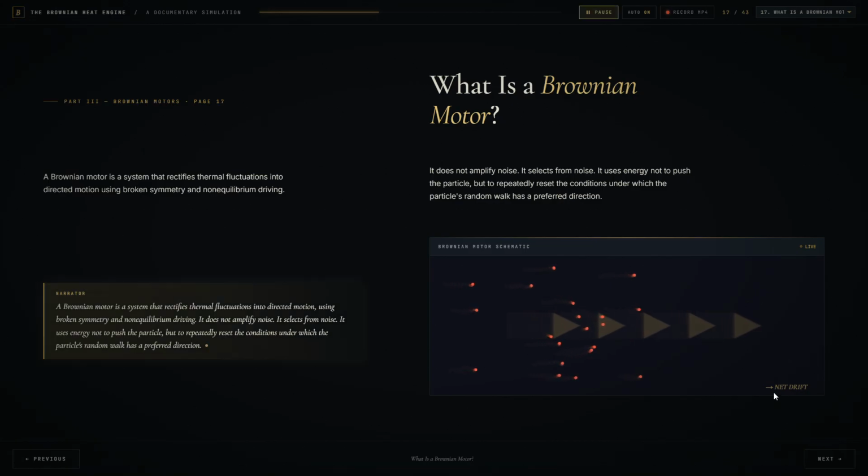A Brownian motor is a system that rectifies thermal fluctuations into directed motion, using broken symmetry and non-equilibrium driving. It does not amplify noise. It selects from noise. It uses energy not to push the particle, but to repeatedly reset the conditions under which the particle's random walk has a preferred direction.